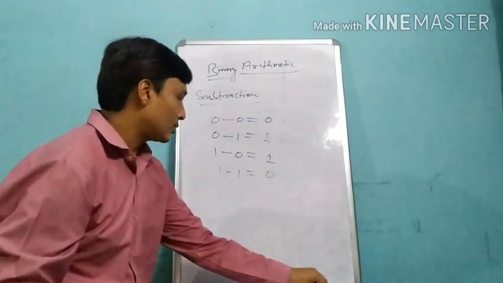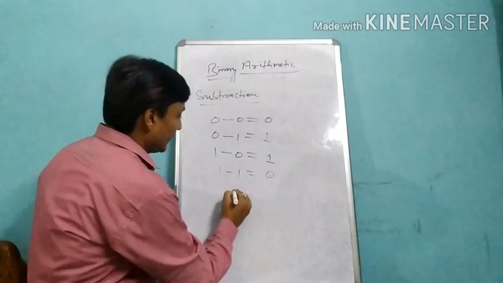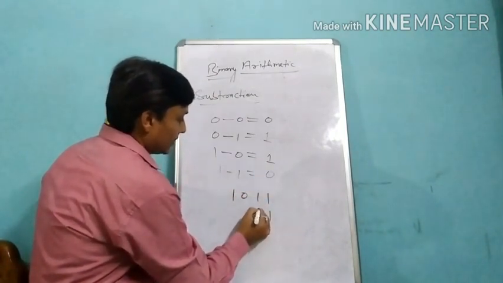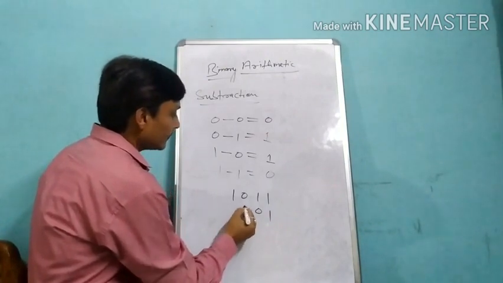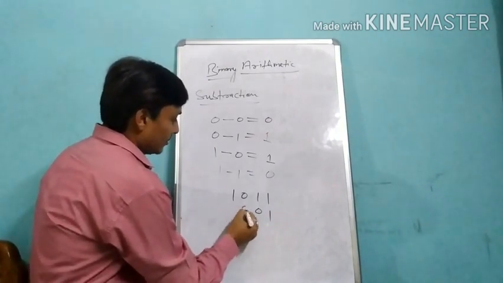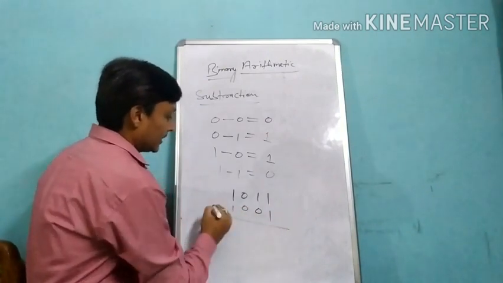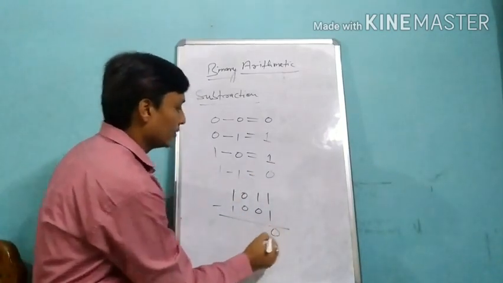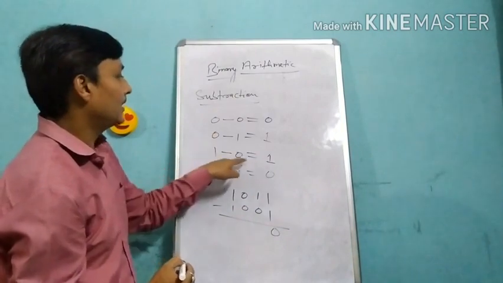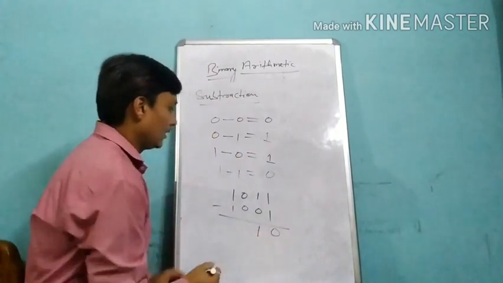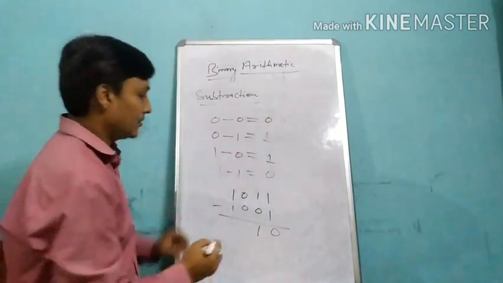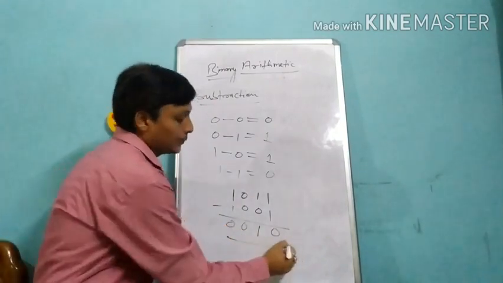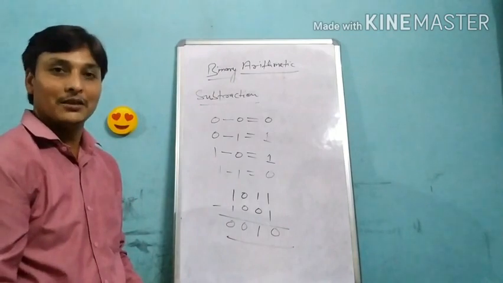How you can solve these questions? See, if it is given 1, 0, 1, 1, 1, 0, 0, 1. So how you will subtract? 1 minus 1 you will get 0. 1 minus 0 you will get 1. 0 minus 0 you will get 0. 1 minus 1 you will get 0. This is your output.